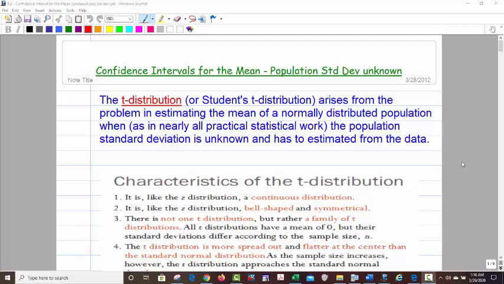Student just happened to be the name that the guy that created this, Gossett, published under. It arises from the problem of estimating the mean of a normally distributed population. When the population standard deviation is unknown, it has to be estimated from the data.